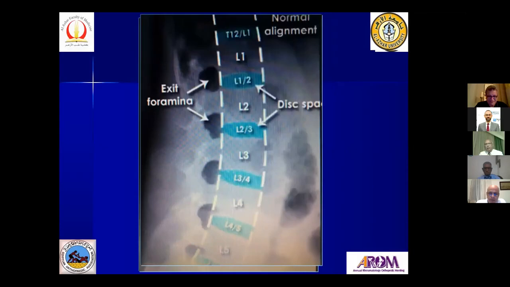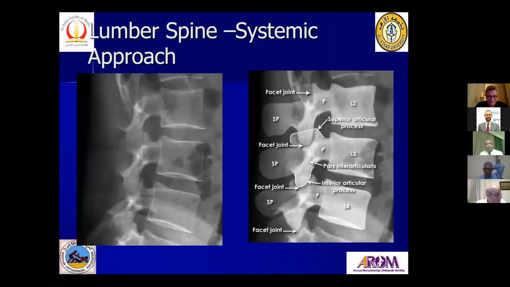Let's see this normal lumbar spine. This is the normal alignment between the disc space and the exit, as we can see. It is very clear to take a dead lateral view. How to read it? This is the plain lumbar spine. This is the body.